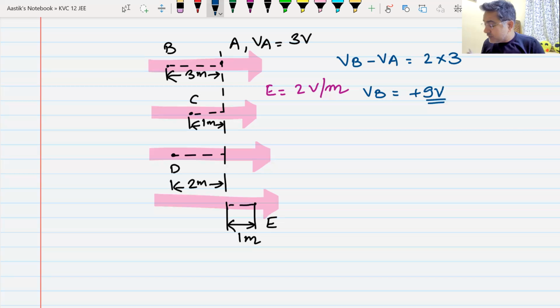What about C? Which point is at a higher potential, C or A? All these points here are equipotential. Do we understand this? Yes, sir. Okay. So which one is at a higher potential, C or A? C, sir.